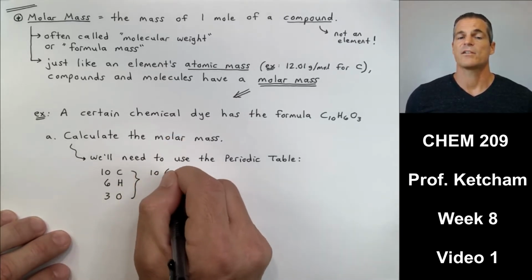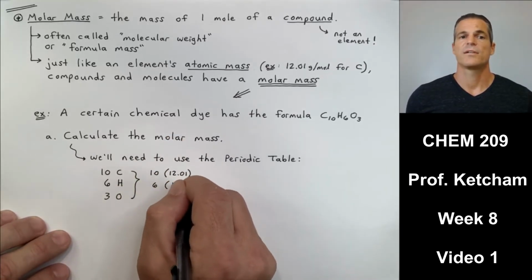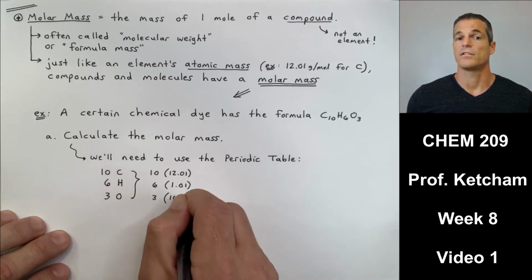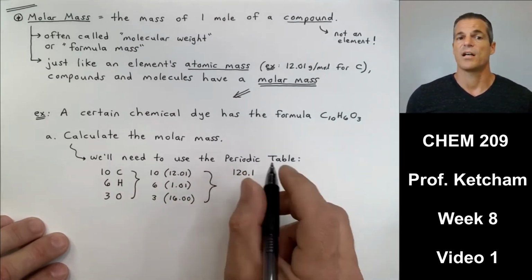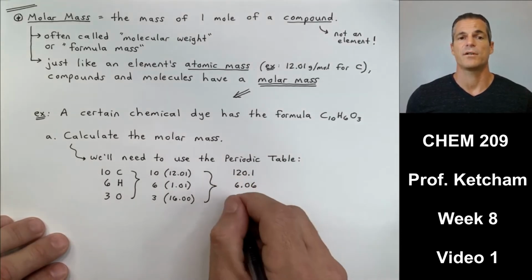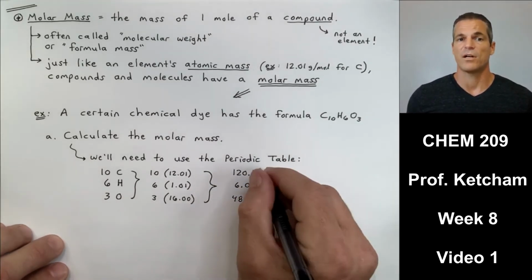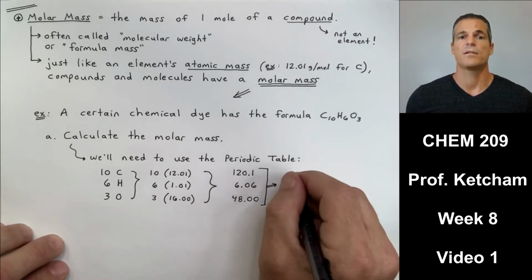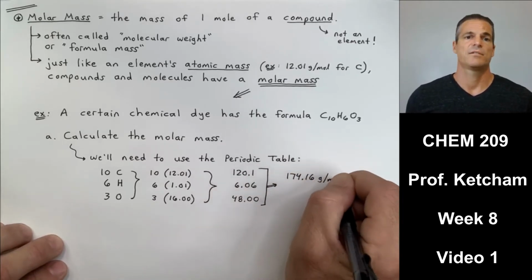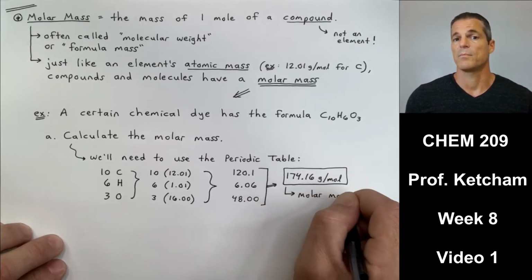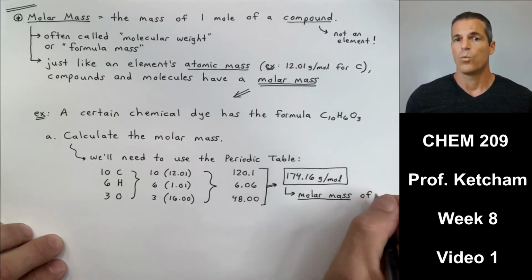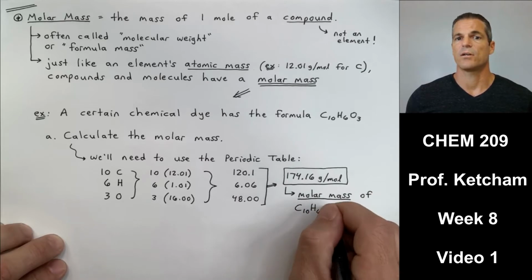So there are 10 carbons that are 12.01 each, 6 hydrogens with an atomic mass of 1.01 grams per mole, and 3 oxygens, and oxygen weighs 16.00 grams per mole. If you add these all up, 120.1, 48.00, 6.06, you get 174.16 grams per mole. That's how much 1 mole of C10H6O3 weighs.